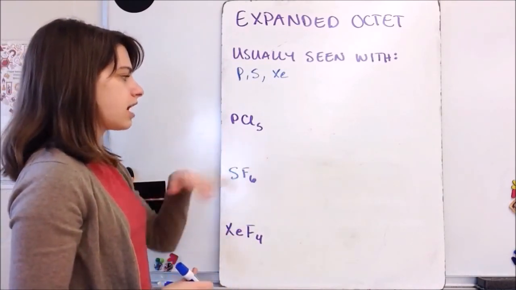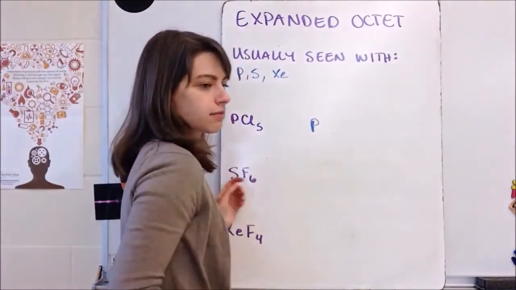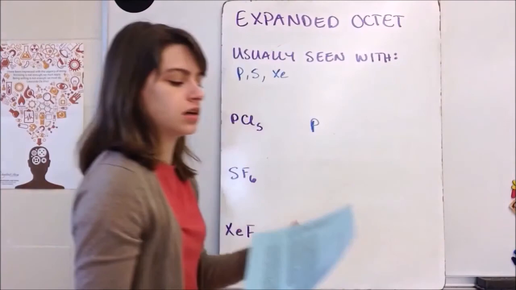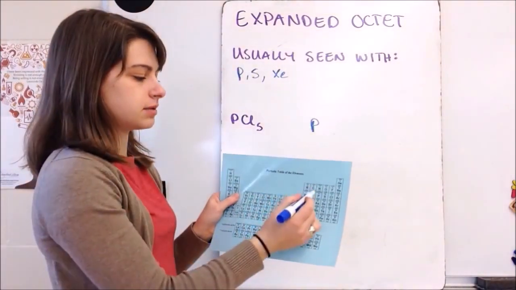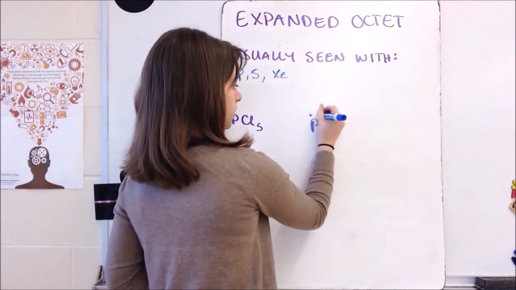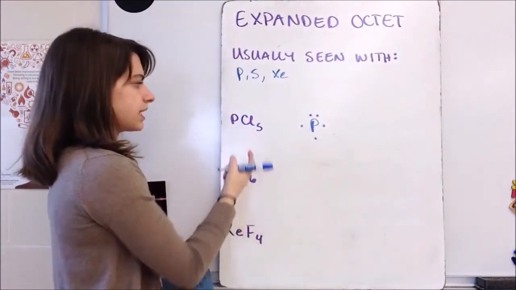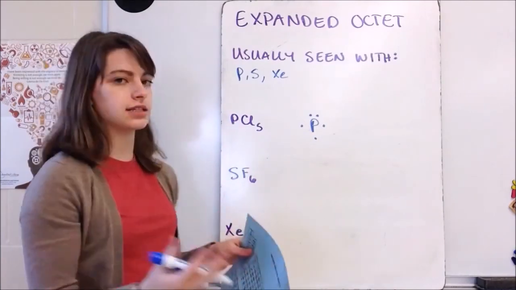So if we have PCl5, our phosphorus is going to go in the middle. Let me grab my periodic table. So if we look on our periodic table, we see that phosphorus has 5 valence electrons. I'm going to go ahead and draw those in. 1, 2, 3, 4, 5. But we have 5 chlorines. Now that doesn't make sense.